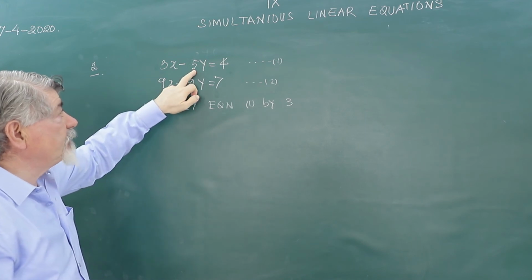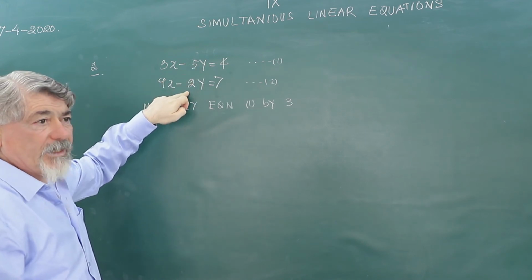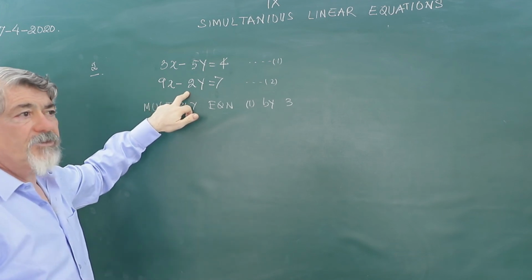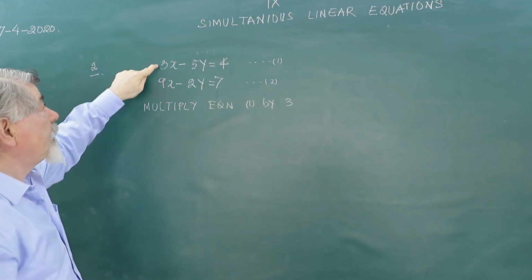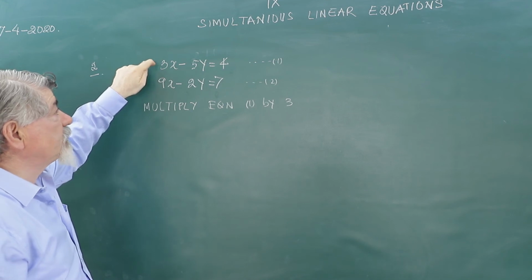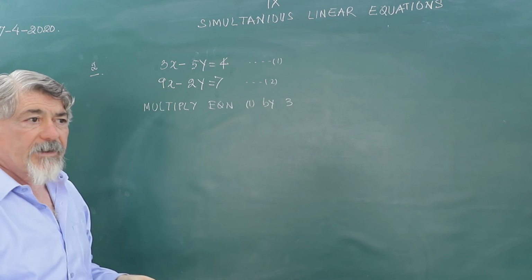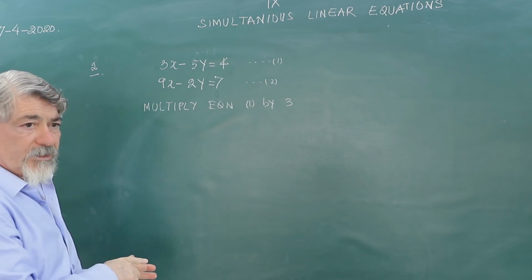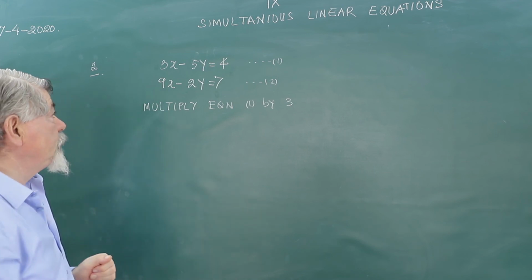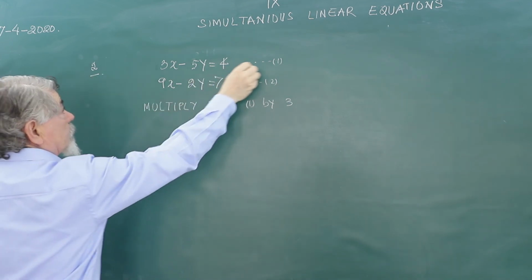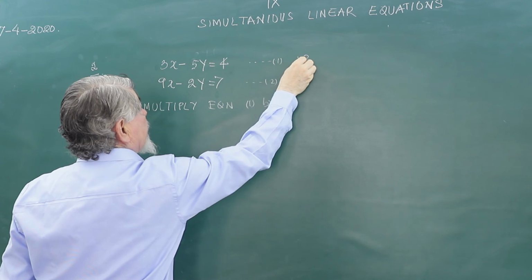But if I want to make the y terms equal, then I'll have to multiply both equations. So for simplicity, we should choose where we have to do the minimum work. Here I am going to multiply equation 1 by 3 so that I only have to multiply one equation and not both. So my work will be reduced. So I'm saying multiply equation 1 by 3.